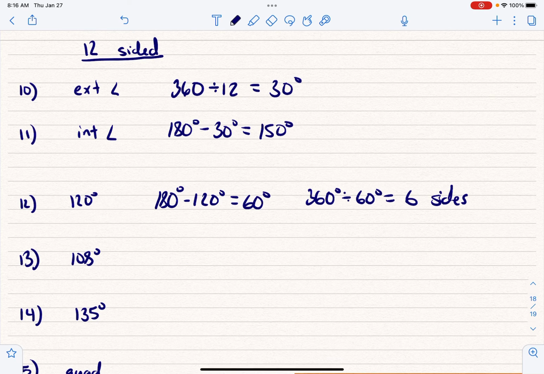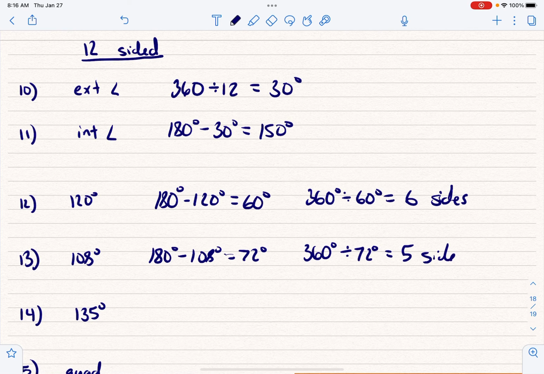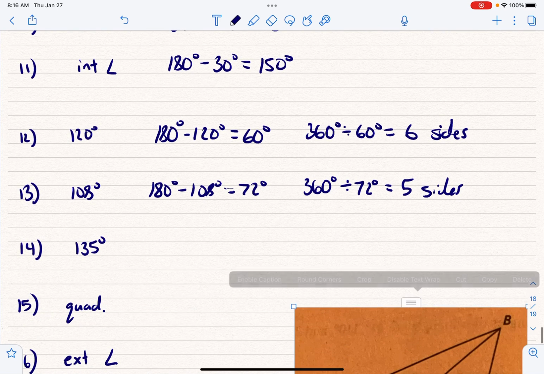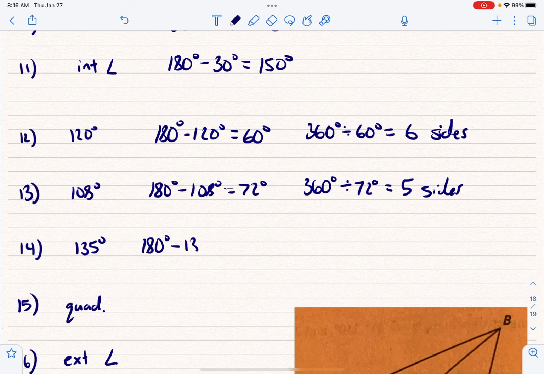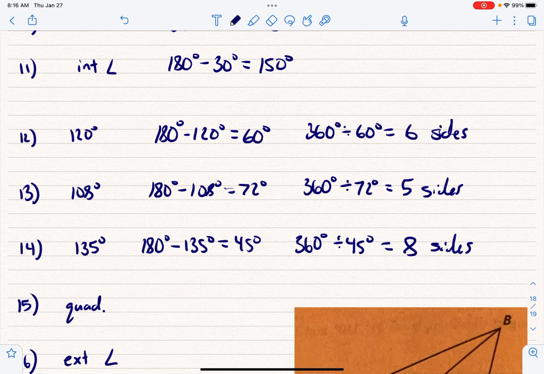Okay, next one, you take 180, subtract 108, equals 72. Again, take 360 divided by 72, and you get 5 sides. Okay, 135, again, take 180 minus 135. That gives you 45. You go, how many 45s are in 360? And the answer is there's 8. So it's 8 sides. All right, home stretch.